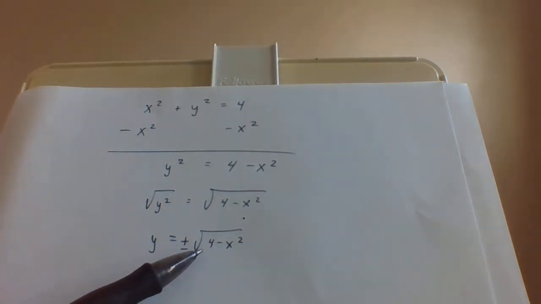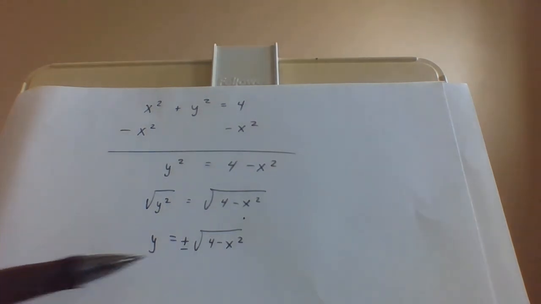So I'm going to keep my square root of 4 minus x squared. Don't forget that when you take the square root, you're going to get both a positive and a negative version of that. So let's go ahead and talk about how you would type this into your graphing calculator.